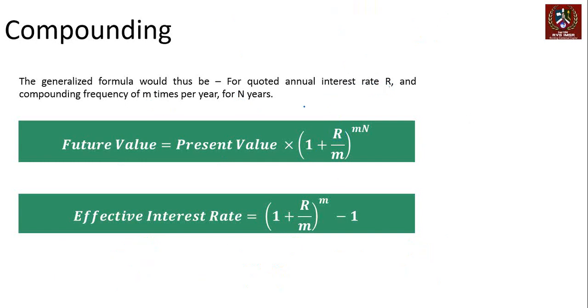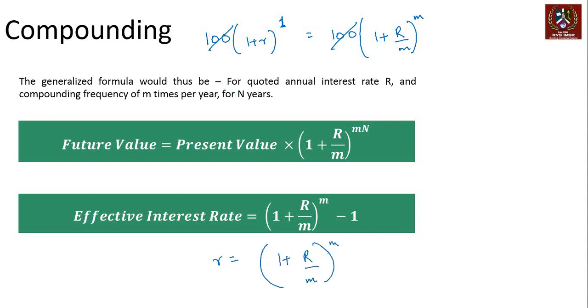In the same vein, how do you solve for the effective interest rate? We said 100 into 1 plus R to the power 1. Whatever the effective interest rate is equal to 100 into 1 plus R by M to the power M, correct? I can remove this, I can remove this, which gives me the effective interest rate equals 1 plus R by M to the power M minus 1.